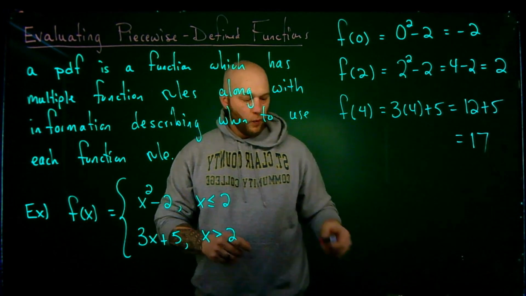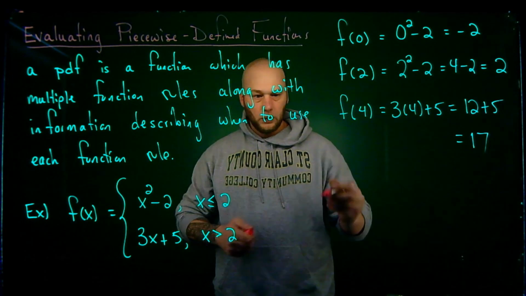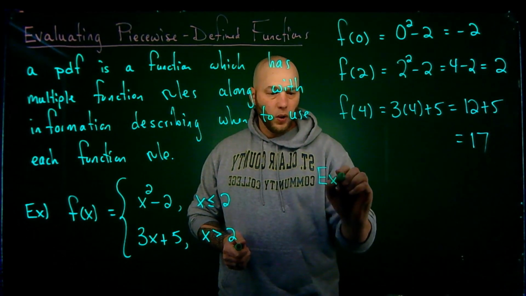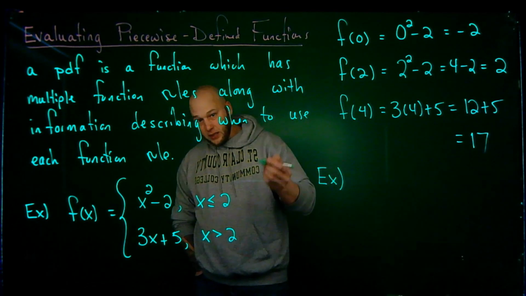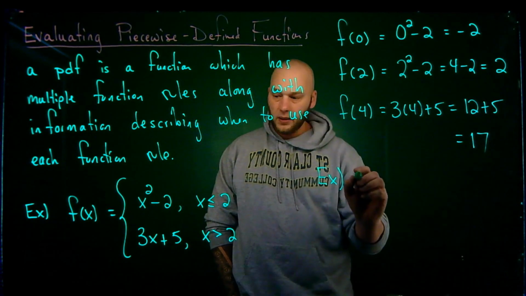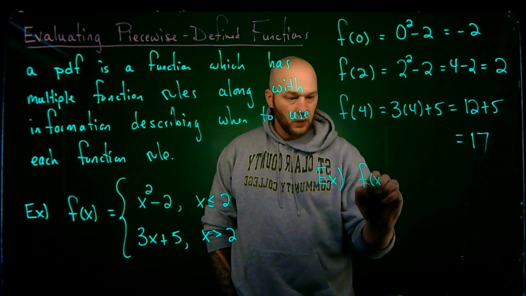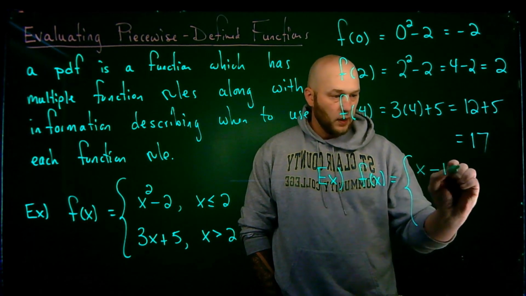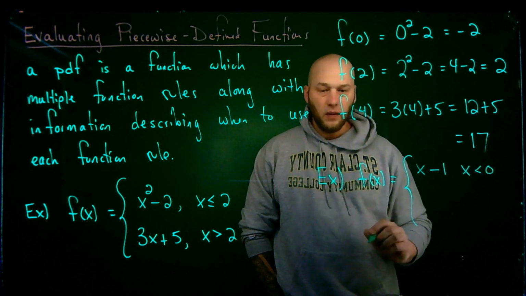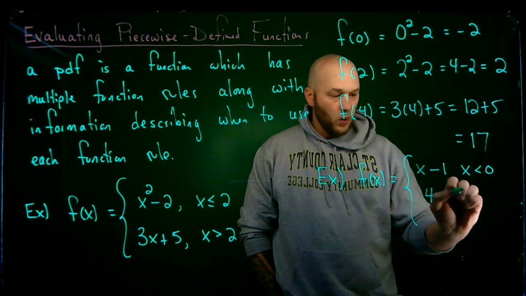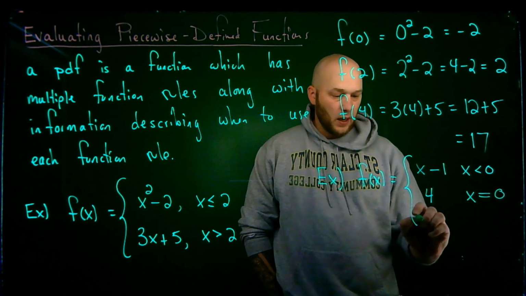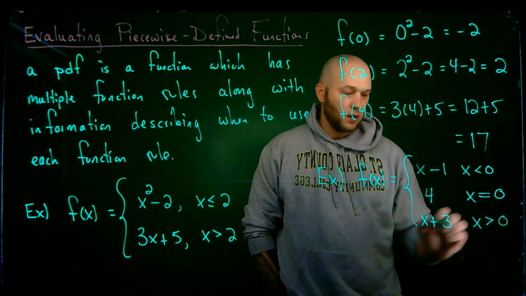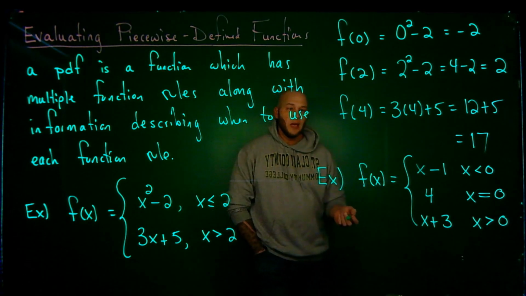All right, let's do one more example. The red didn't show up very well. Let's do another green one. Okay, for example, like I mentioned before, the number of pieces can be anything bigger than 1. So therefore, let's say I've got 3 pieces here. F of x is equal to x minus 1 if x is negative, it's going to be 4 when x is equal to 0, and it's going to be x plus 3 when x is positive. Okay, so I've got 3 different function rules.